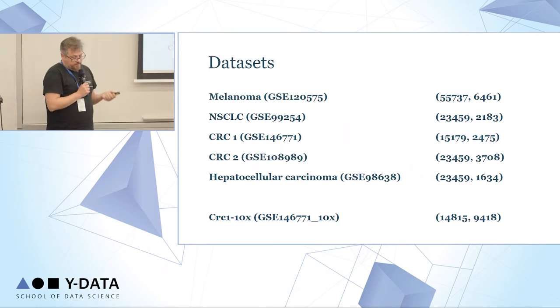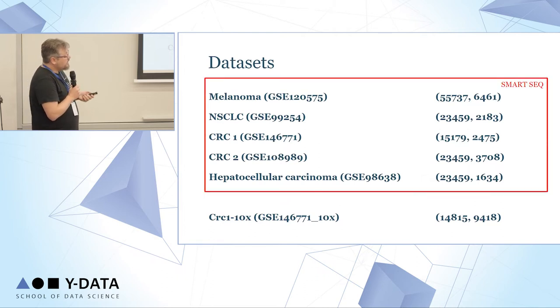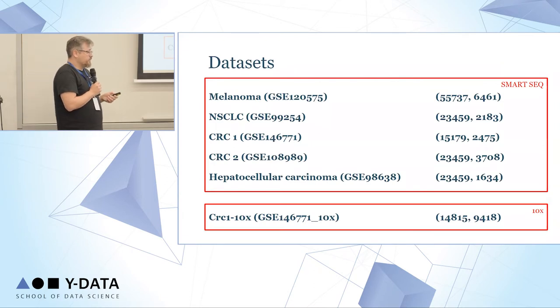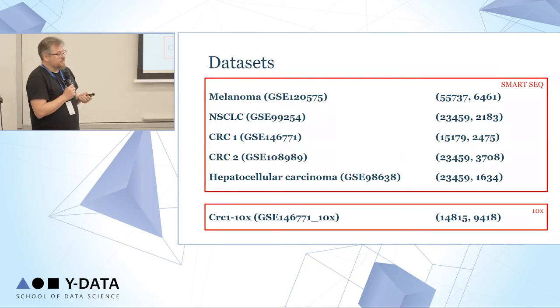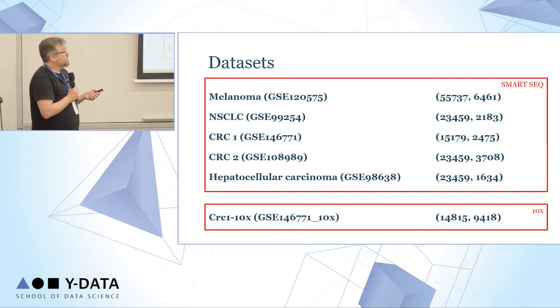The data that we have has a lot of scary words: melanoma, lung cancer, carcinoma, liver cancer, and as I said before, we have the result of RNA sequencing. The first five data sets we got from SmartSeq, it's important, and one data set from DataX, a new method of sequencing. It's more accurate, but a lot more challenging.